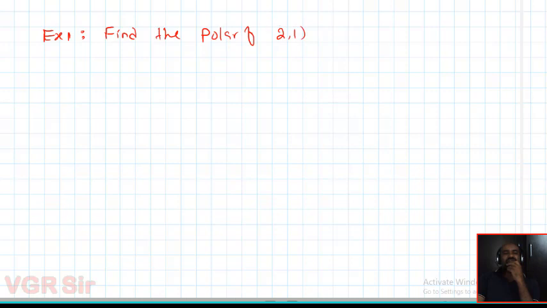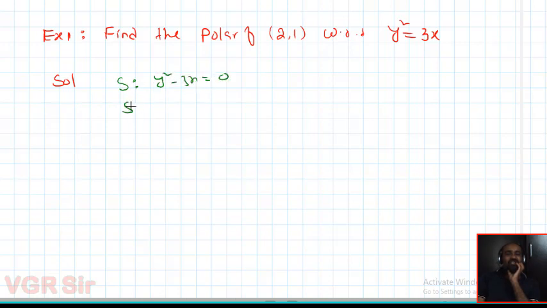One example problem. Find the polar of (2, 1) with respect to y square equal to 3x. Direct approach, not a big problem. Directly we want to find S1 equal to 0. S is given as y square minus 3x equal to 0. I want S1, that is y y1 minus 3 times (x plus x1) by 2.